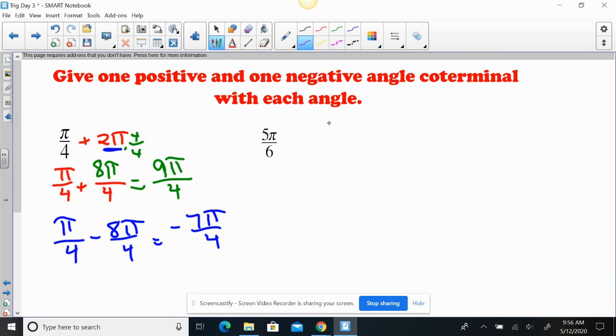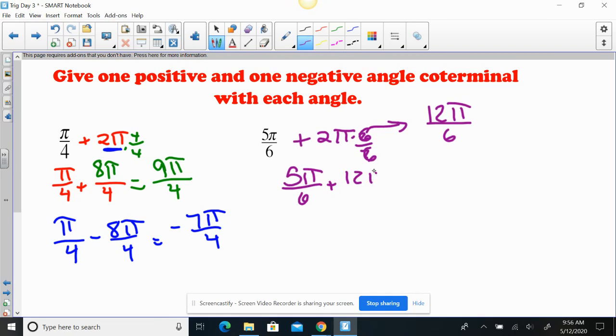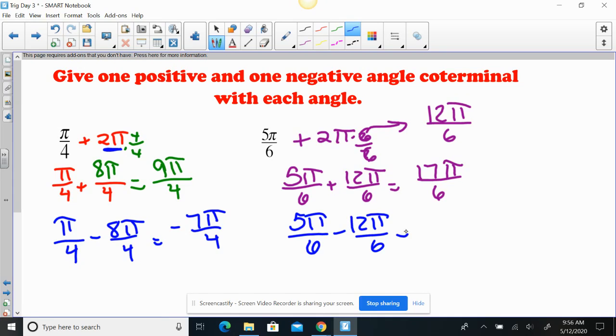All right, so if I need to add 2 pi with a denominator of 6, 2 pi is just going to be 12 pi over 6, because I'm going to multiply top and bottom by 6. So I'm going to do 5 pi over 6 plus 12 pi over 6 to get a positive. So that would give me 17 pi over 6. And then if I want my negative, I'm going to do 5 pi over 6 minus 12 pi over 6. So 5 minus 12 gives me negative 7 pi over 6. All right, hope that helps.